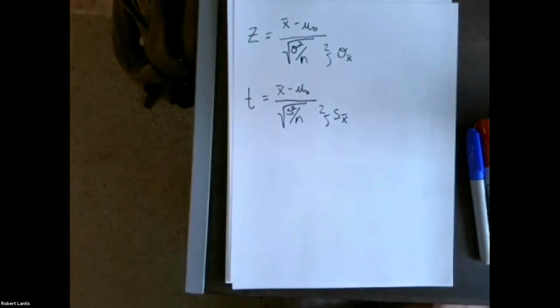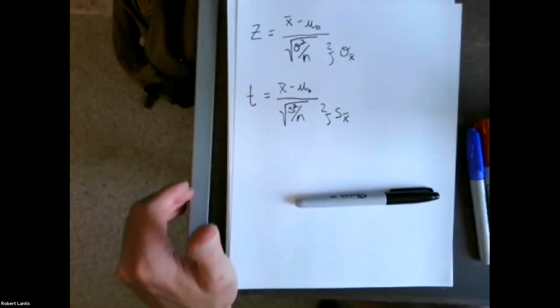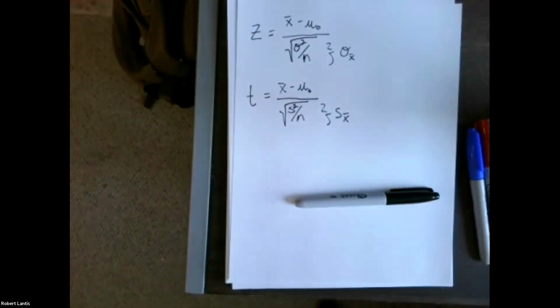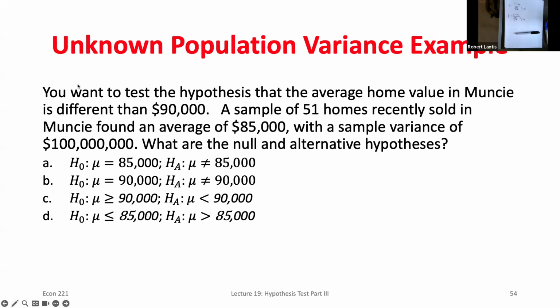But everything else, all the rules of the p-value, all the rules of the critical value approach, everything stays exactly the same. So let's go through an example.